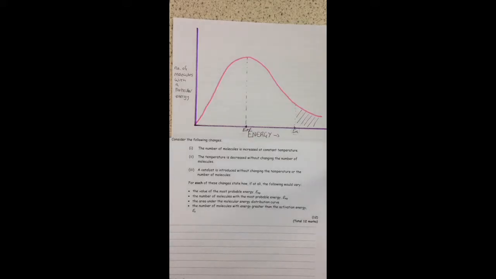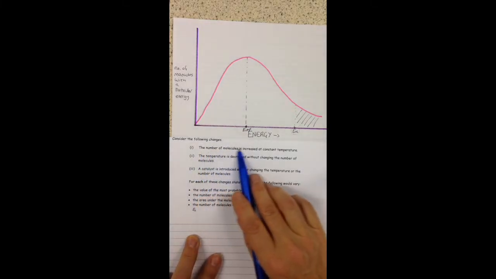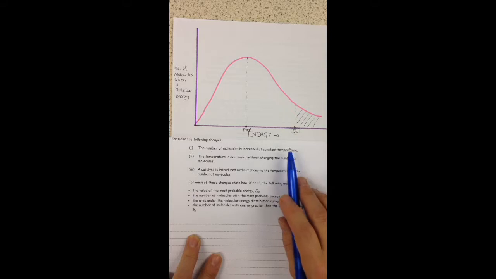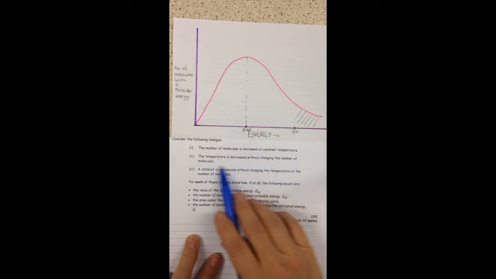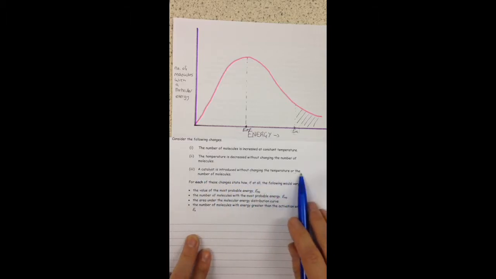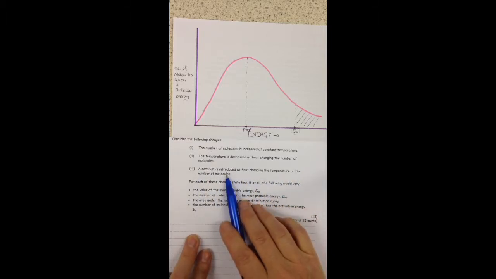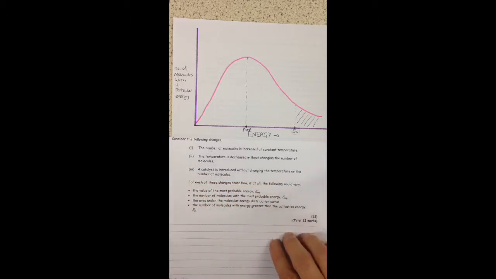You're then going to be asked the following questions. So if you're given the following changes: the number of molecules is increased at a constant temperature, the temperature is decreased without changing the number of molecules, and the third scenario, a catalyst is introduced without changing the temperature or the number of molecules. So first of all, before we even look at the next part of the question, let's see how the shape of the graph will change.